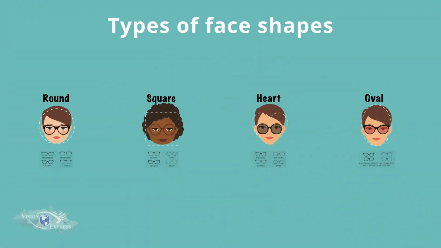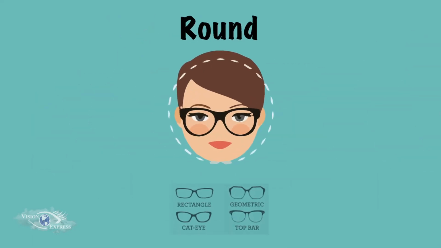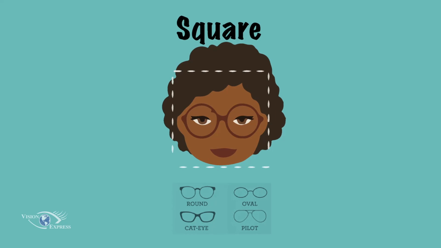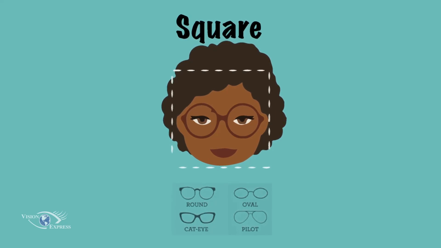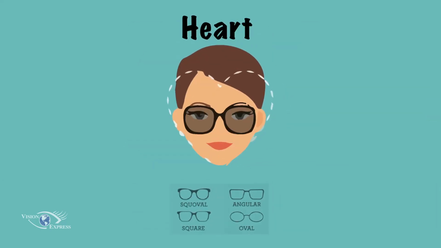These are the most common face shapes. Round face. If the patient's face is round, we try to balance it with angular frames such as square or oval frames. Square face. For patients with a square face, oval or round frames would be best suited. Heart shape. A patient with a heart-shaped face can choose a round or oval frame.